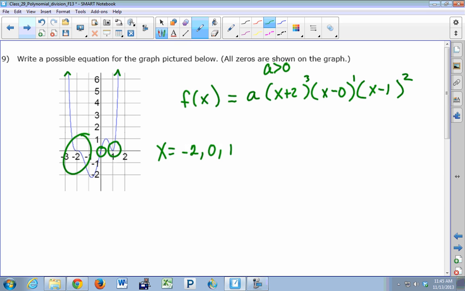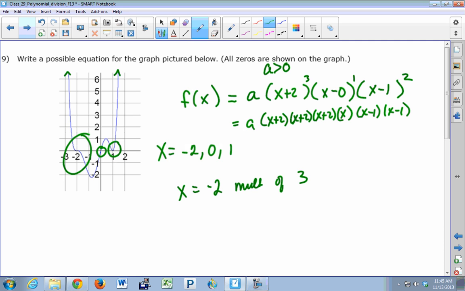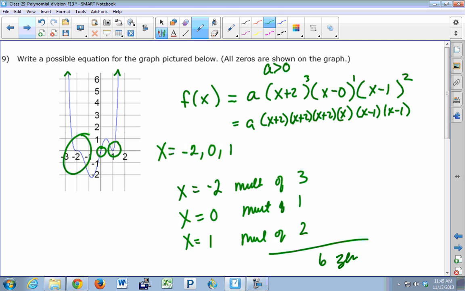3. Right. So if we wrote this out the long way, we would write this: x plus 2, x plus 2, x plus 2, x minus 0 is an x, then x minus 1, x minus 1. So when we're counting the number of zeros, we count them based on their multiplicity. We say x equals negative 2 has a multiplicity of 3. x equals 0 has a multiplicity of 1. And x equals 1 has a multiplicity of 2. So we have 6 zeros.